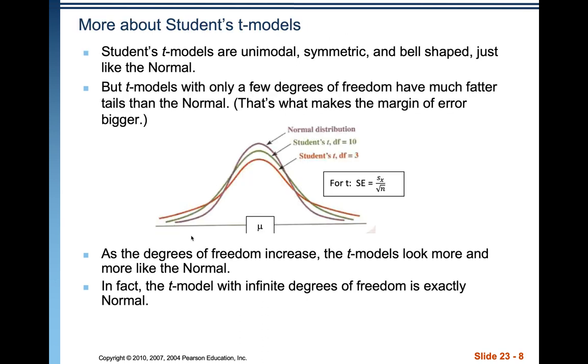Okay, so again, these models are unimodal, symmetric, and bell-shaped, but they have fatter tails and flatter modes. And so as the degrees of freedom increase, the t-models look more and more like the normal model. In fact, the t-model with infinite degrees of freedom is exactly normal.